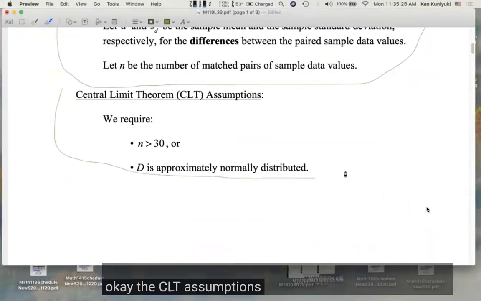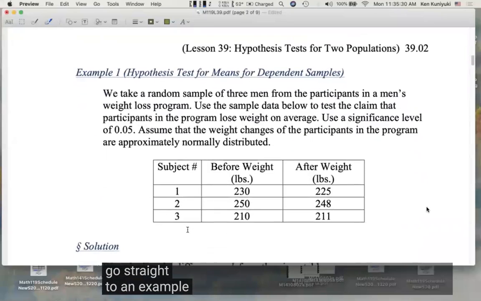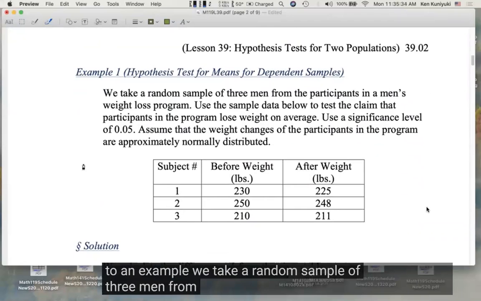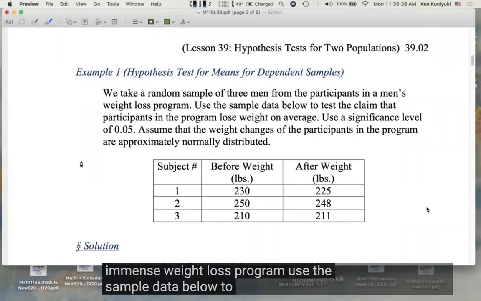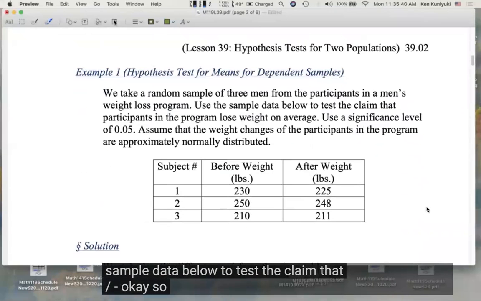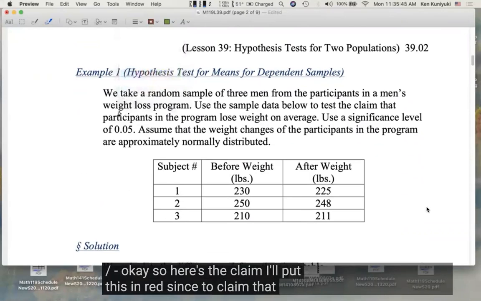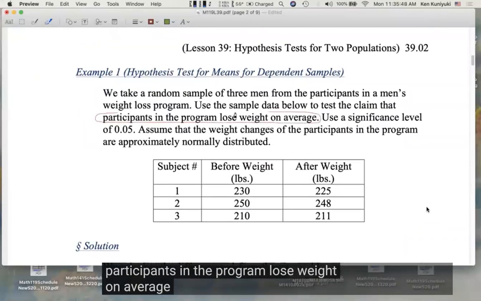Okay, the CLT assumptions, as usual. Let's go straight to an example. We take a random sample of 3 men from the participants in a men's weight loss program. Use the sample data below to test the claim that, okay, so here's the claim. I'll put this in red. Test the claim that participants in the program lose weight on average. That's our claim.